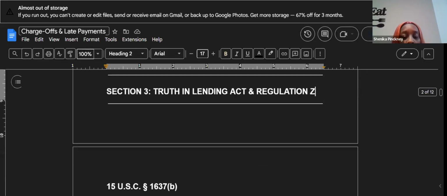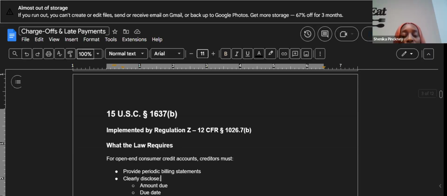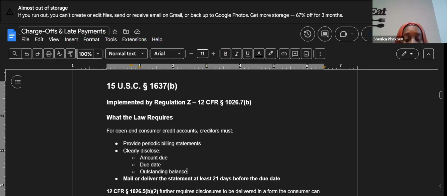Now, section 3 talks about the Truth in Lending Act, which is Regulation Z, 15 USC 1637B. This strictly talks about the periodic statements section and what should be included. But strictly 1637, implemented by Regulation Z, is also referred to as 12 CFR 1026.7B. Guys, I want y'all to make sure that y'all are writing these laws down. Make sure that you go back and look at the laws yourself.